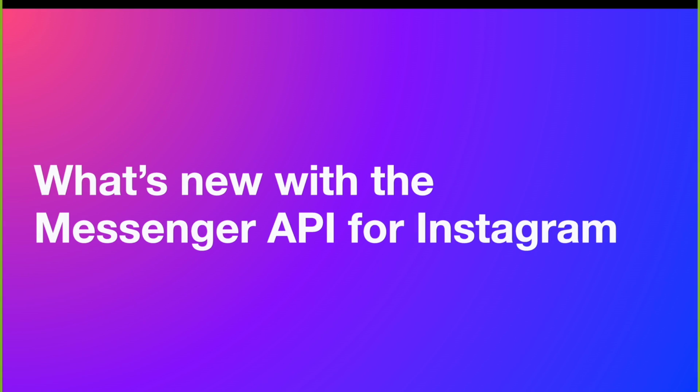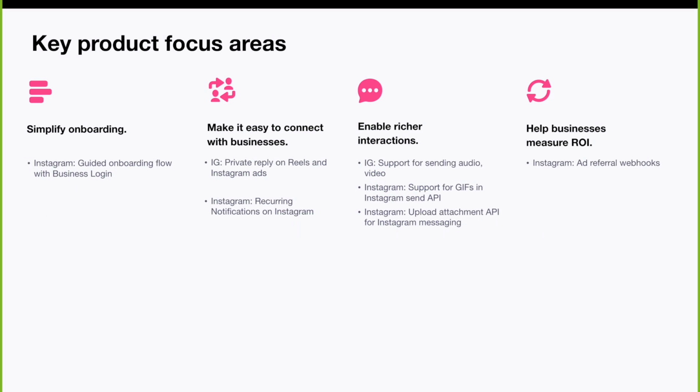So let's talk about what's new with the Messenger API for Instagram. There are 4 broad areas that we will share about today where we have launched new features. The first is making it easier for businesses to connect with your Instagram app, where we will go into the demo of our new onboarding flow. The second is how do we make it easy for businesses to connect with users, where we'll talk about some of the new options that are available on how you contact the users.